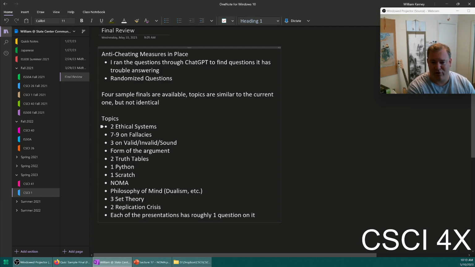Okay, so 2 questions on ethical systems, 7 and 8, 9 on fallacies, 3 on valid, invalid, sound arguments, recognizing them. Form of the argument: is it affirming the consequent, denying the antecedent, modus tollens, modus ponens. There might be a couple of those. Truth tables, 2-ish questions on truth tables. A question on Python, a question on Scratch.